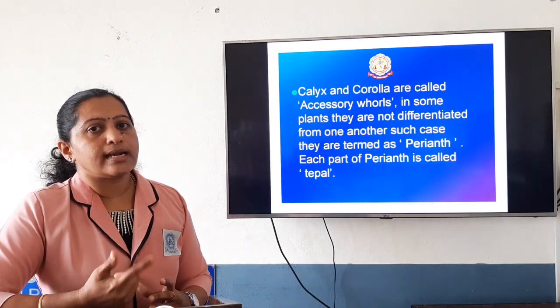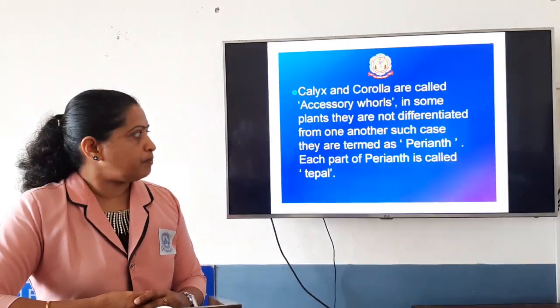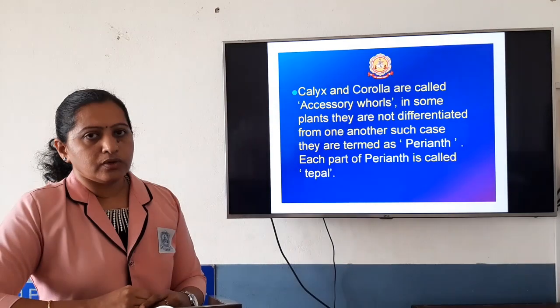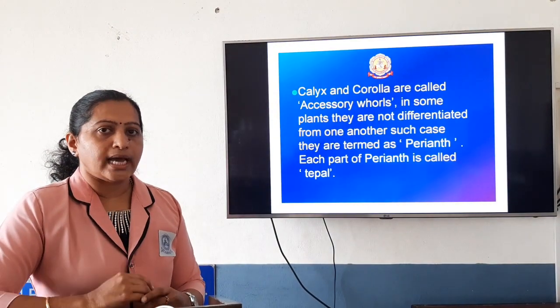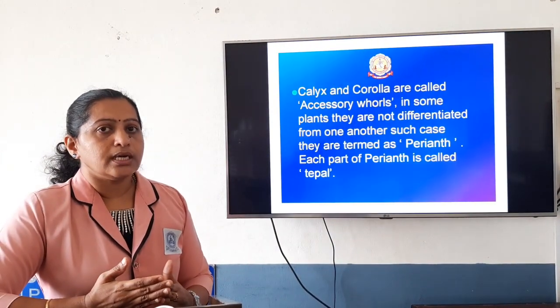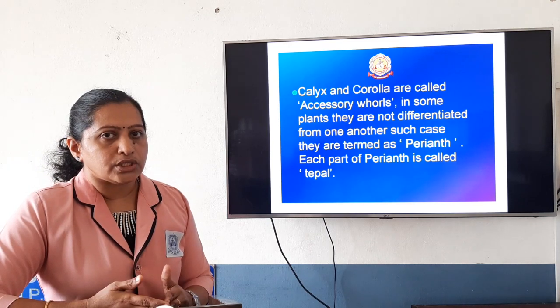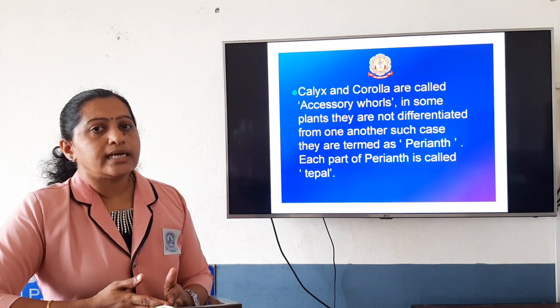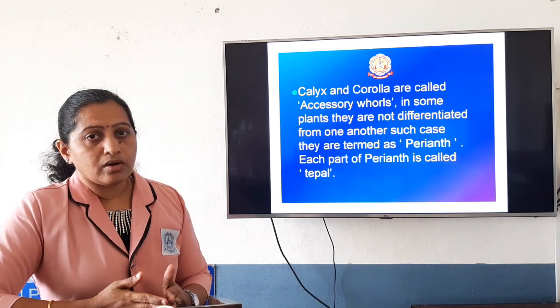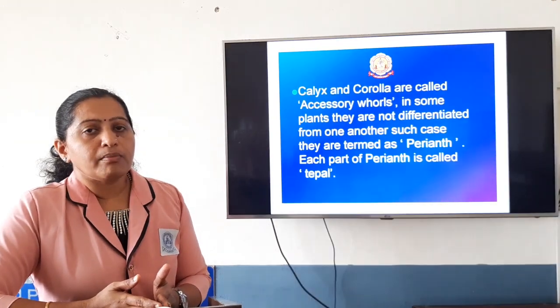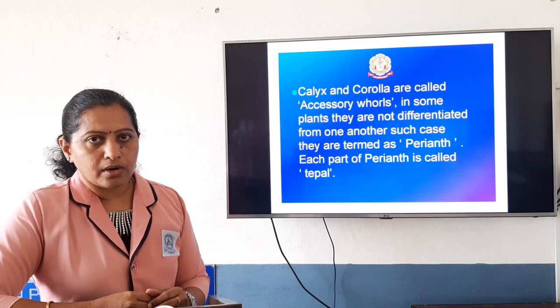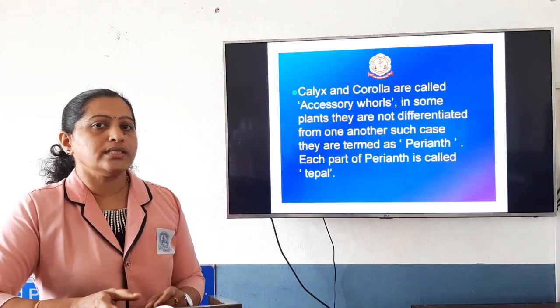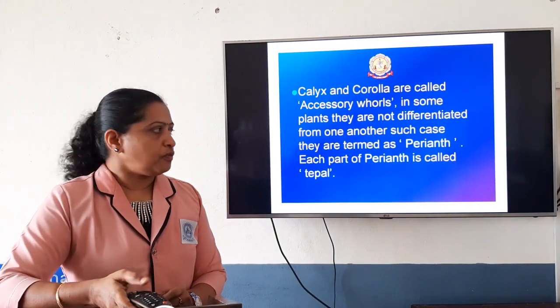Reproduction, but they are not directly involved in sexual reproduction. Whereas the other two whorls that are found inner to calyx and corolla, which are those whorls? They are androecium and gynoecium. They are considered as essential whorls because they have the male reproductive unit as well as female reproductive unit, and they are involved in sexual reproduction of a flower.